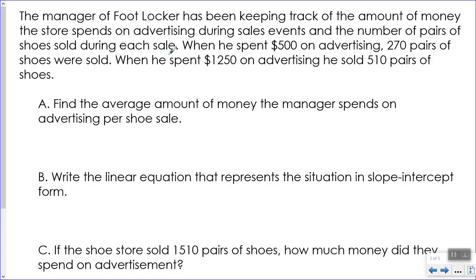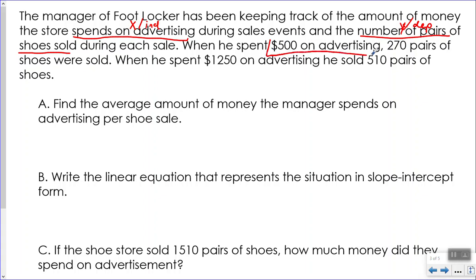Alright, so looking over this, we have the amount spent on advertising and number of pairs of shoes sold. The manager of Foot Locker has control on what he spends on advertising. So the amount spent on advertising is going to be our independent variable here. He has no control over who comes in to buy shoes. So if we put S for the number of shoes, that's going to be our dependent variable, or our Y here.